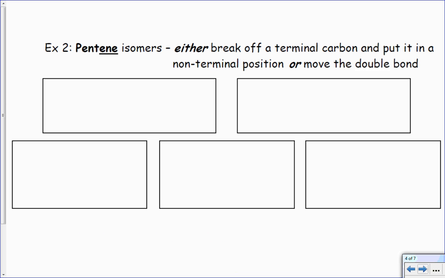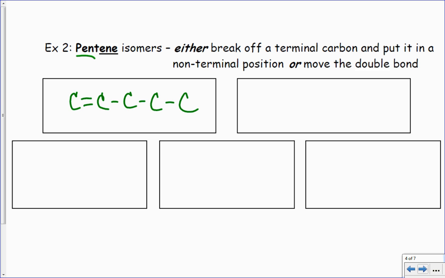So example 2, pentene isomers either break off a terminal carbon and put it on the non-terminal position or move the double bond around. So let's draw pentene first. Pent, ready, is 5. 1, 2, 3, 4, 5. On my first carbon, I'm going to have a double bond. Fill in my bonds here.